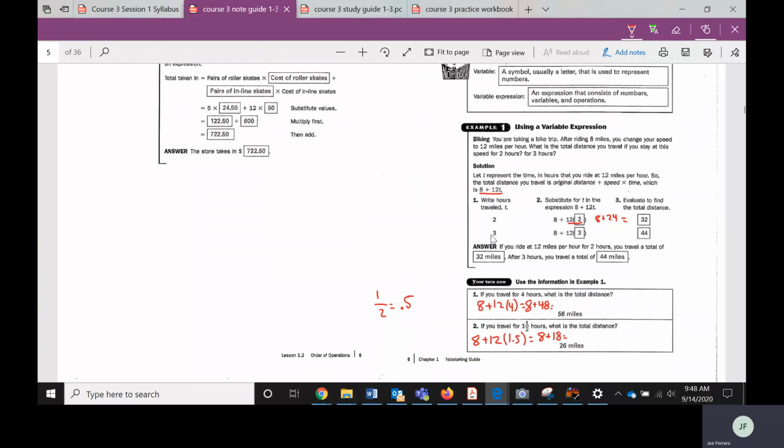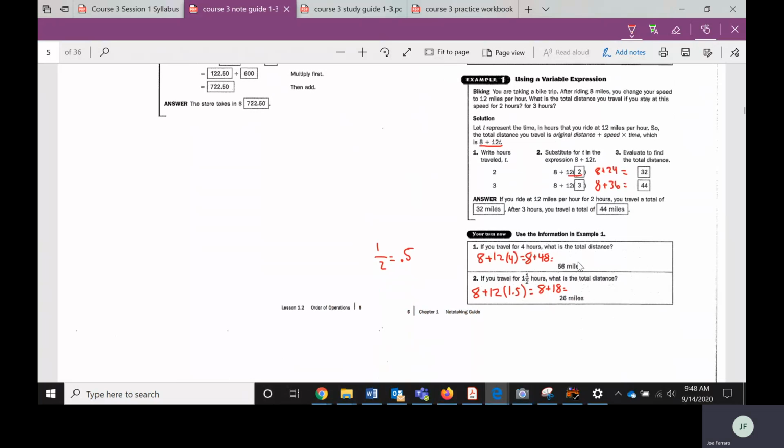Same thing here. If it's 3 hours, the 8 stays. You take the 12 times 3 because you put 3 in for t. That's 36. And 8 plus 36 is 44. Okay. The questions down below, they just gave you two other instances. If you travel 4 hours, so you put 4 in for t, and then order of operations says you have to go 12 times 4 first, that's 48. And you go 8 plus 48 equals 56.